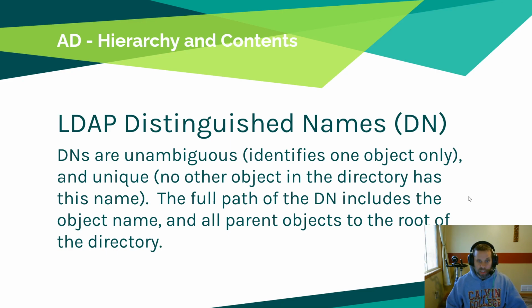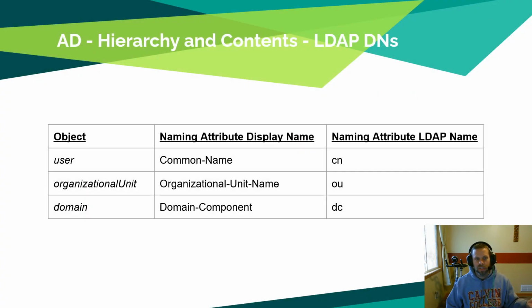DNs are unambiguous. They identify one object only, and they're unique. There's no other object in the directory that has this name. The full path of the distinguished name includes the object name and all parent objects to the root of the directory. And you're kind of saying, okay, what does that look like? Well, let's look into this.